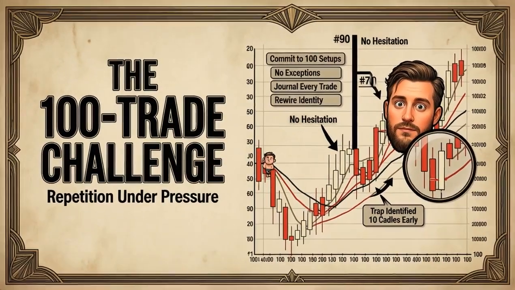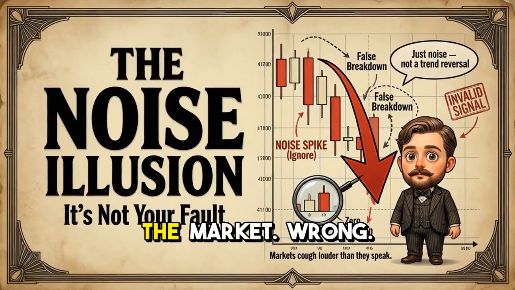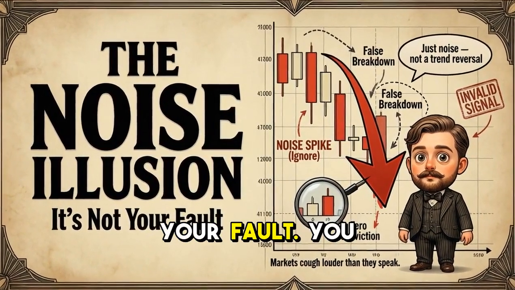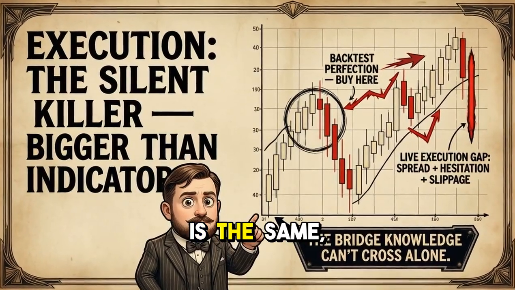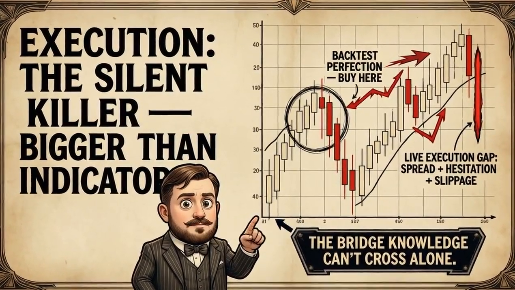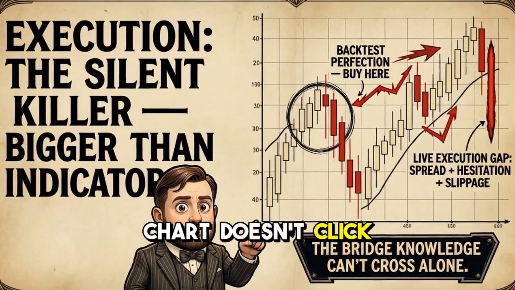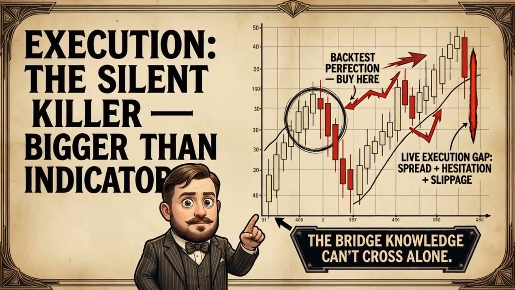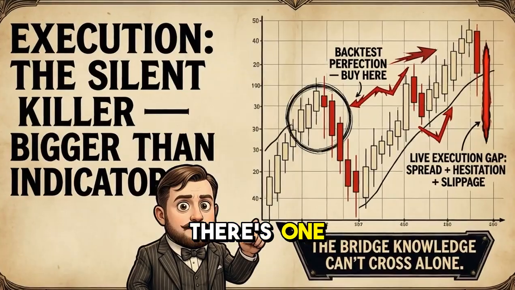Let me bring it all together for you. You take a brutal loss and assume you misread the market. Wrong. You just misread the noise. It's not your fault. You traded a paper map for a GPS. The destination is the same, but the precision is lethal. But now you have to actually drive. A clean chart doesn't click the button for you. Seeing the setup isn't the same as taking it. Execution is the bridge between knowledge and profit.